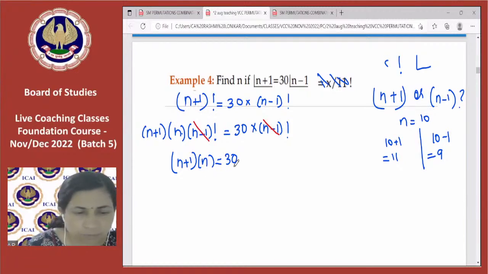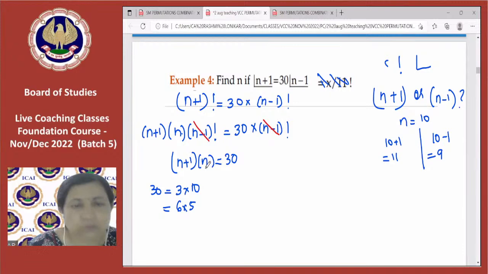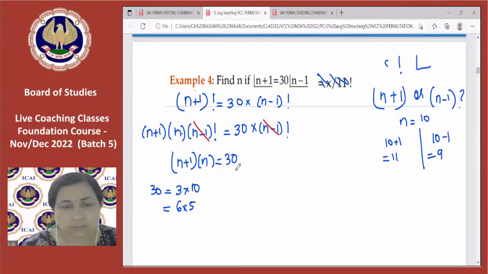See, what does this mean? Can I find out the factors of 30? 30 can be written as 3 into 10, right? It can also be written as 6 into 5, right? Now, what does this mean, n plus 1 into n? It means that these are two consecutive numbers.